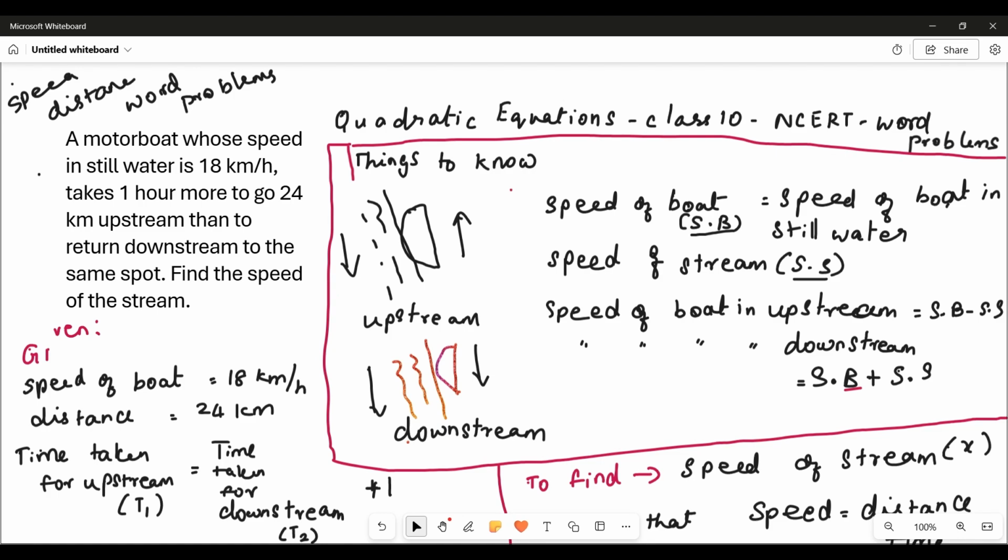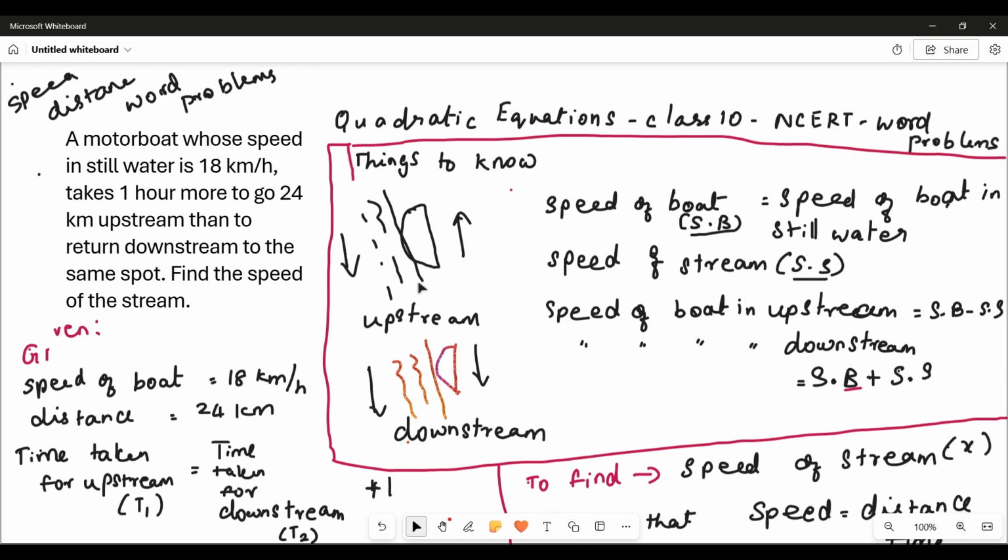And what is speed of stream? This will be given in the question, or sometimes they'll ask us to find it out. And what is upstream speed? What is upstream? When we row a boat against the flow of water, we call it upstream. If the flow is downwards and we row the boat against it, then we call it upstream. And if we row the boat in the same direction as the stream, then we call it downstream.